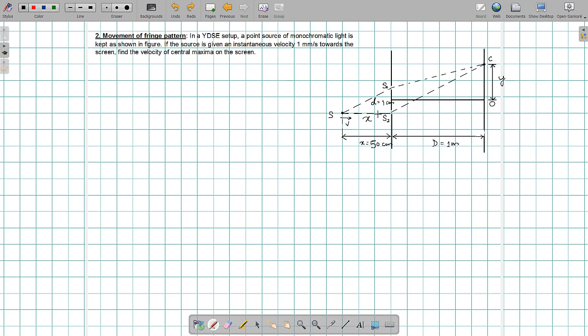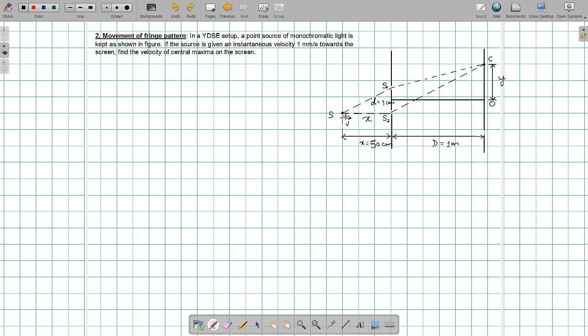In this illustration, it is given that there is a YDSE setup and a monochromatic point source of light, kept as shown in the figure. The distance between the screen and the slit is 1 meter. The distance between the two slits is 1 centimeter, and this monochromatic source is at a distance of 50 centimeters from the slits. Now, if the source is given an instantaneous velocity of 1 millimeter per second towards the screen, we have to find the velocity of the central maximum on the screen.